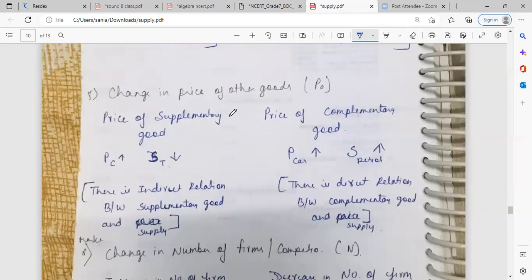Okay, ma'am, what is this basically? So there are two types of good. One is your supplementary good and one is your complementary good. Now let's just understand first what is supplementary and what is complementary. Supplementary is, what happens basically.